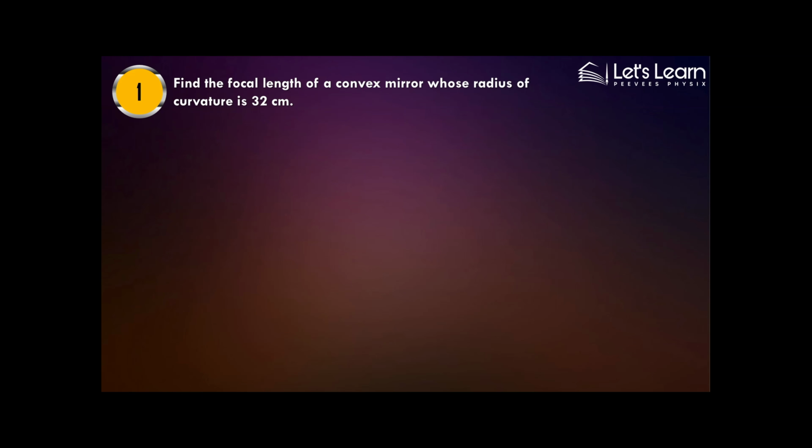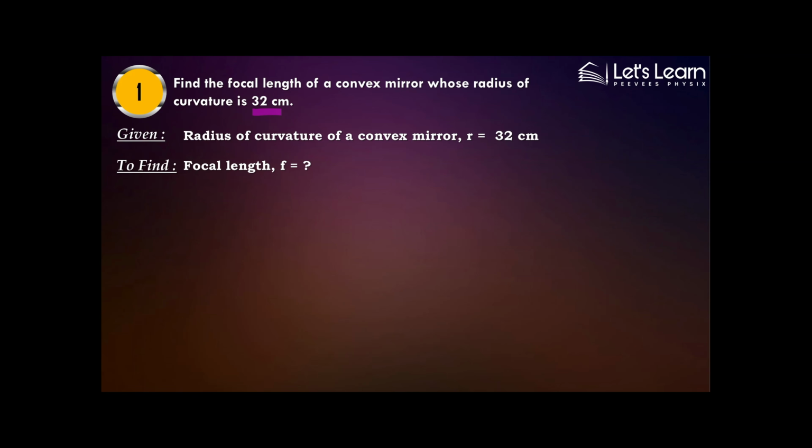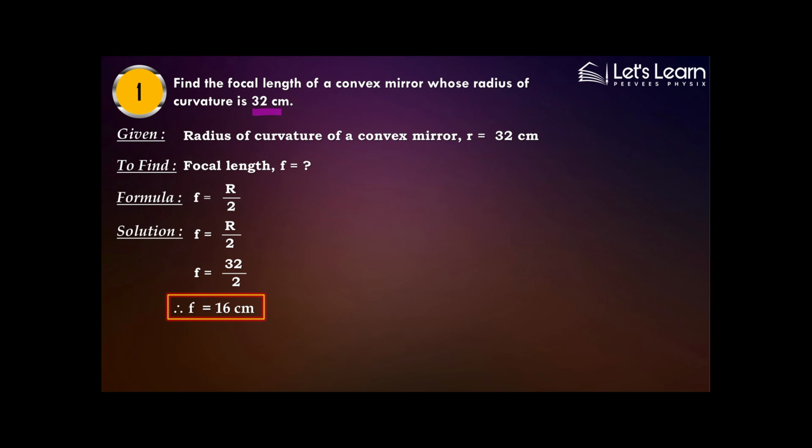Let's do some simple questions. They want the focal length of a convex mirror whose radius is given as 32 centimeter. Let's write the given things. Radius of curvature is given as 32 centimeter. And what do they want? They want the focal length. And what is the formula we are going to use? f equals R by 2. R is 32, divided by 2, which will give you 16 centimeter. Simple. So the focal length of the mirror is 16 centimeter.